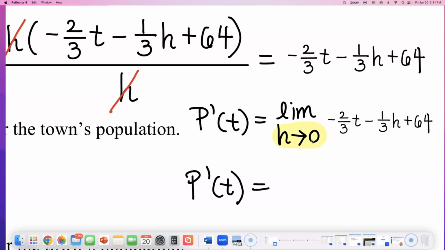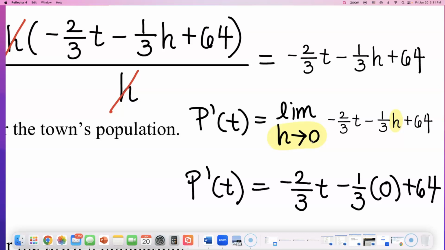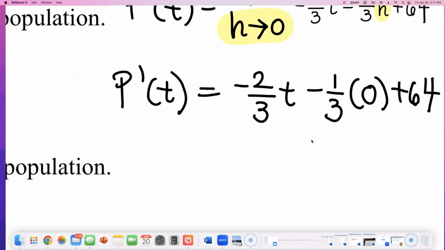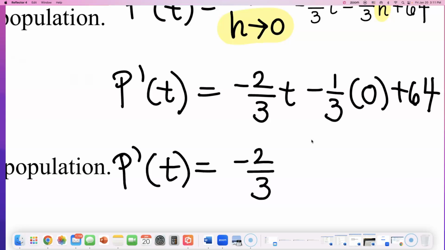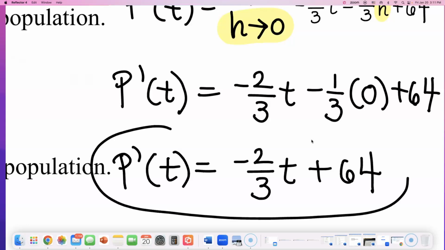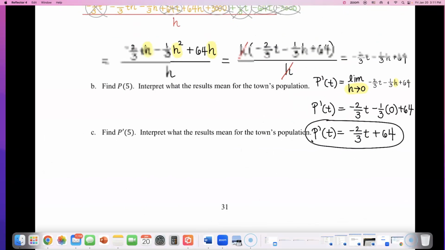So if I plug in h equals 0, where is h? h is right here. So that will turn into negative 2/3 t minus 1/3 times 0 plus 64. 1/3 times 0 is just 0. So here's our P prime of t. P prime of t is negative 2/3 t plus 64. And that is how we can use the limit definition of the derivative to find P prime of t.